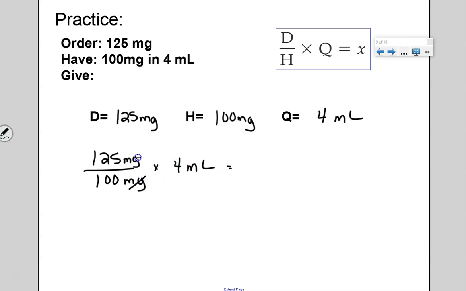Now, milligrams will cancel, and doing the math, 125 divided by 100 gives me 1.25, and I'm going to multiply that by 4. And that would end up giving me a 5. And again, the unit that's not canceled out would be 5 milliliters.